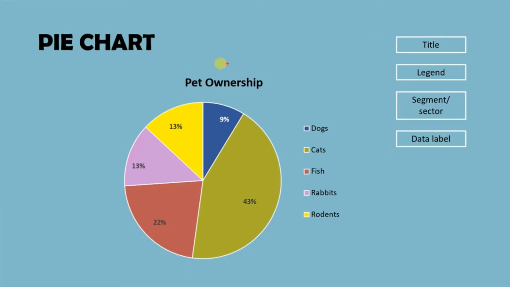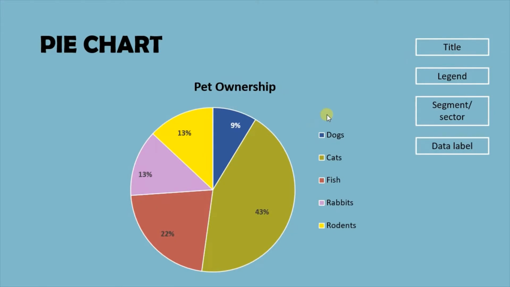It is important for you to have good title for your chart to tell what is your subject to the audience. In this pie chart, the title is pet ownership.